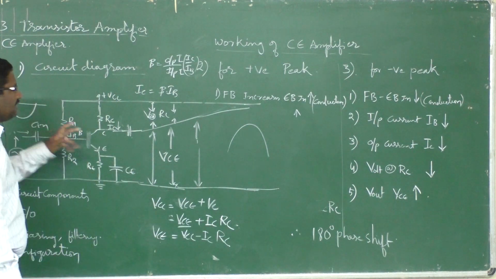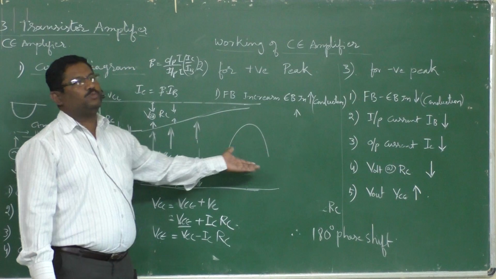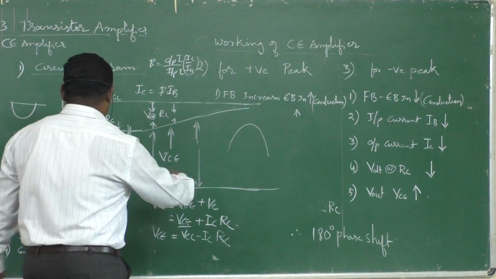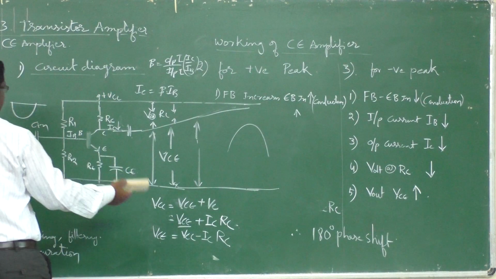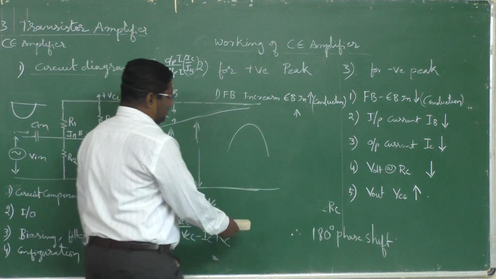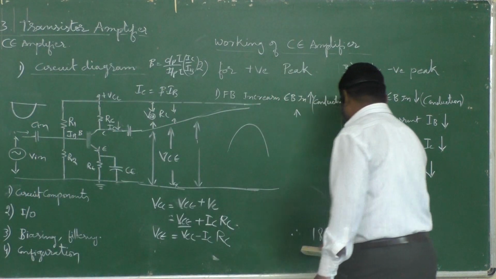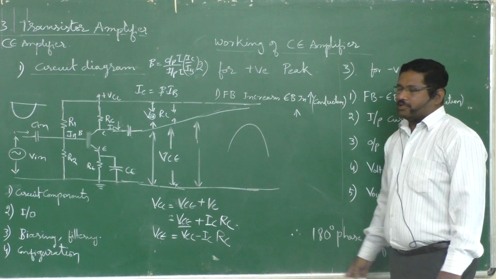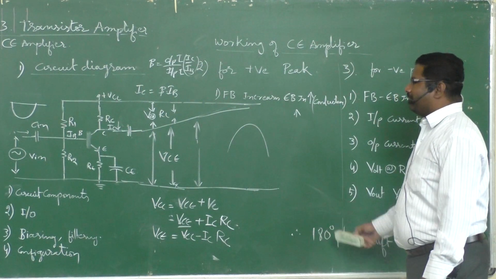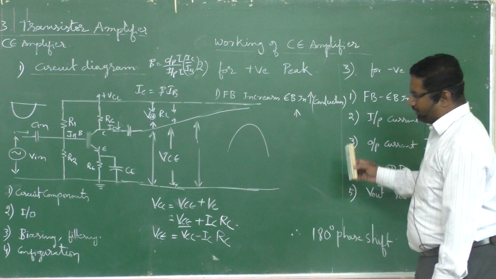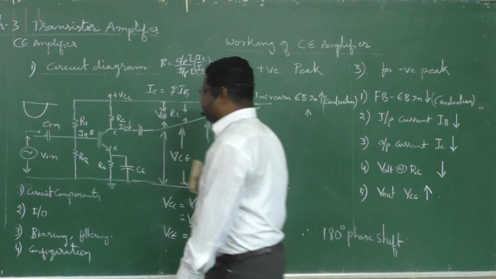For negative going signal, we are getting positive output signal. So voltage changing or phase inversion is happening. So this is nothing but 180 degrees phase shift. Okay. So for only CE amplifier, we are getting 180 degrees phase shift across the output signal.